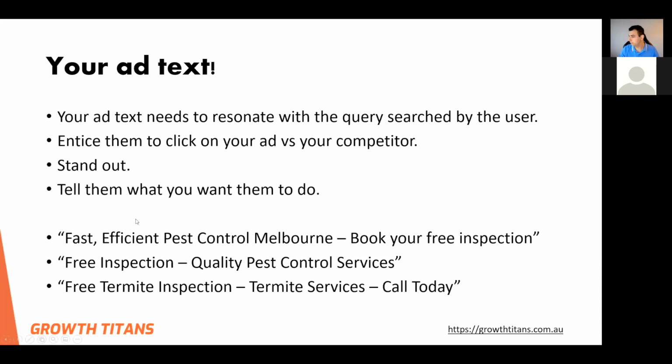And here are some examples. Fast, efficient pest control, Melbourne, book your free inspection. Now this again will be shown for keywords where they've typed in pest control company Melbourne, right? You wouldn't really want to show this when someone's typed in termite inspection. You'd want to be showing this one. And that comes down again to how you set up your ad groups and what I just mentioned before.